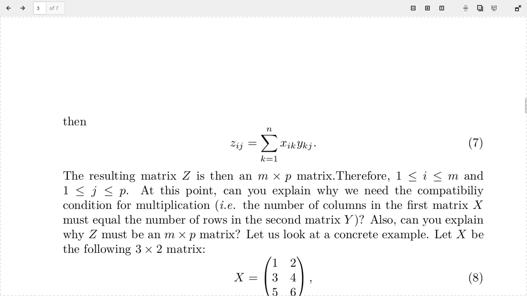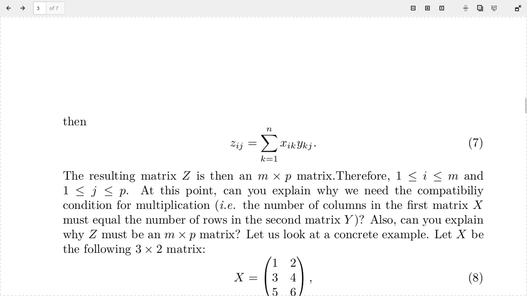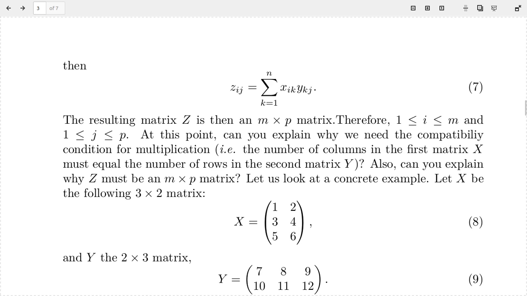So let's call the result Z. To get the ijth element of Z, we perform the multiplication x_ik times y_kj, then sum over k. k goes from 1 to n, where n is the number of columns of the first matrix, or the number of rows in the second matrix. Of course, the result is an m by p matrix, and therefore i goes from 1 to m, and j goes from 1 to p.